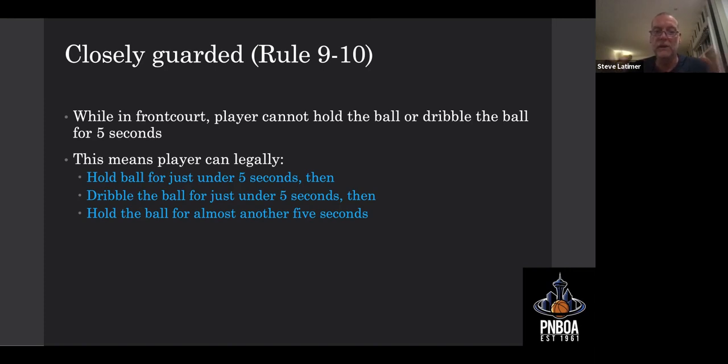The player can start by holding the ball, and you're counting away to 5, and you get to like 4 3/4. Then the player starts dribbling the ball with that same defender 6 feet or less away from them to just under 5 seconds, and then picks up the ball and holds it again another 5 seconds before he needs to do something with it, or she needs to do something with it, like shoot it or pass it.